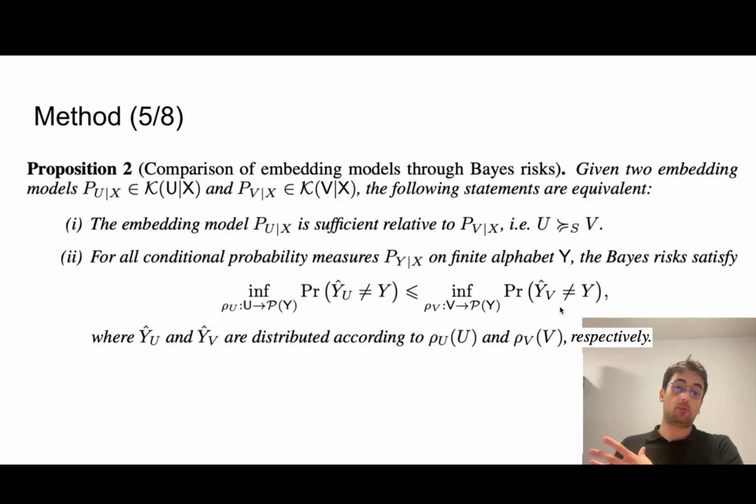So V would make more mistakes because it's less sufficient. U is more informative, let's say, than V, or sufficient for V. So we would say that there is a smaller risk that U makes a mistake.